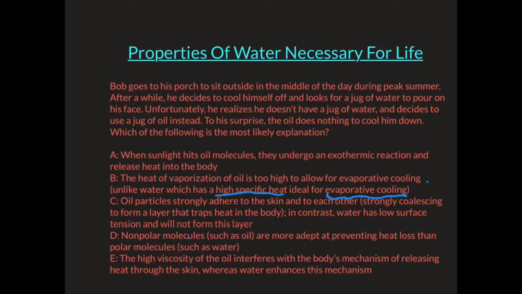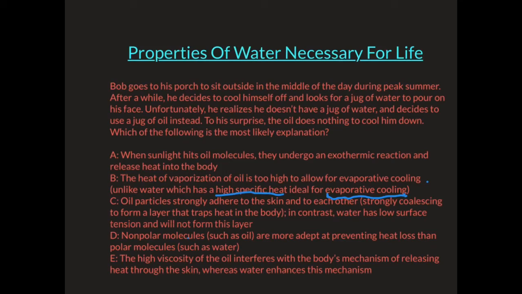Choice C. Oil particles strongly adhere to the skin and to each other, strongly coalescing to form a layer that traps heat in the body. In contrast, water has low surface tension and will not form this layer. Now, if oil did have strong surface tension and strong adhesion, we could say, okay, that's plausible. It could form a layer that prevents heat from leaving the body because we know that the skin is a very common pathway for heat to leave the body.